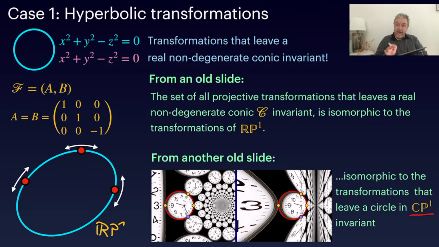So the take-home message here: we really understand how these transformations work. They are isomorphic to the transformations on a real projective line, they have 3 degrees of freedom.